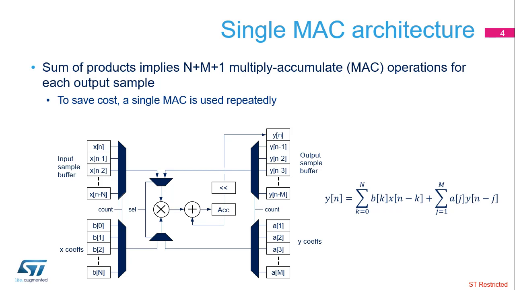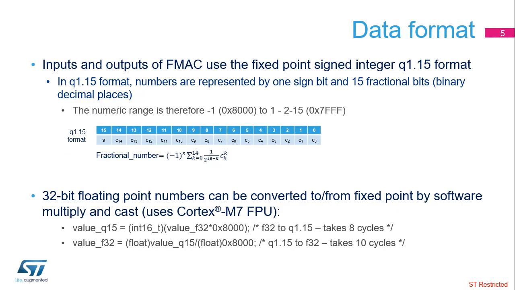The number of MAC operations to obtain YN equals N plus 1 plus M. N plus 1 MACs to multiply accumulate vector X and vector B. M MACs to multiply accumulate vector Y, N minus 1, N minus M, and vector A. Inputs and outputs of FMAC use the fixed point signed integer Q1.15 format.